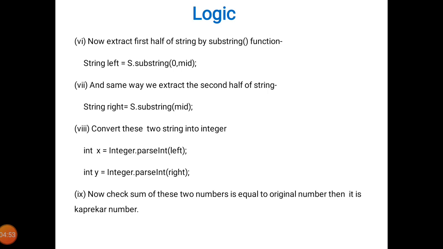Now we have to convert these two strings into integers once again with the help of the Integer.parseInt function, and we store them in two variables. Here I have taken int x is equal to Integer.parseInt, and we pass left, and int y is equal to Integer.parseInt, then pass the right string.